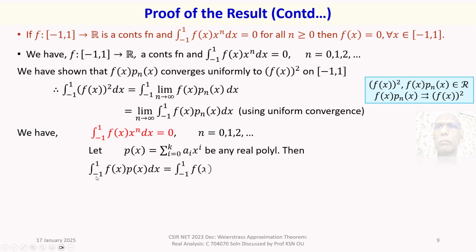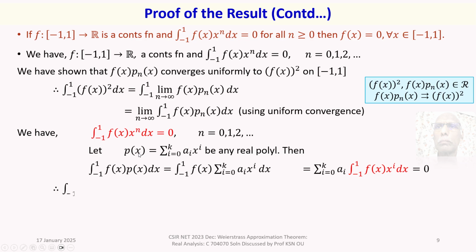Then the integral from minus 1 to plus 1 of f of x p x dx is equal to the integral from minus 1 to plus 1 of f of x into sigma i equal to 0 to k of a i x to the power of i dx, and that is equal to sigma i equal to 0 to k of a i into the integral from minus 1 to plus 1 of f of x into x to the power of i dx, which is 0 because i takes the values 0, 1, 2, 3, and so on and so forth. So here n takes the value 0, 1, 2, 3, then it is 0. It is given. So this is given to us. Therefore, this is equal to 0 for any polynomial.